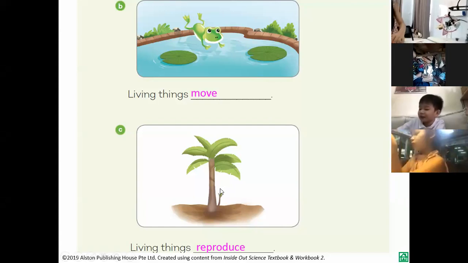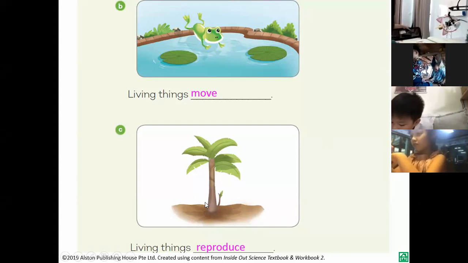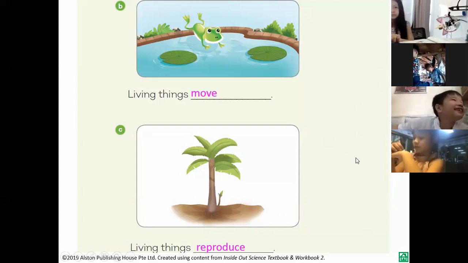No. Look at this baby banana. No, it's not. It's so cute. No, it's not. Class, don't make any sound. Okay, next.